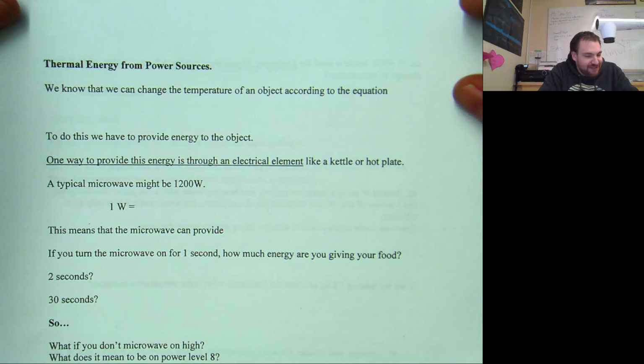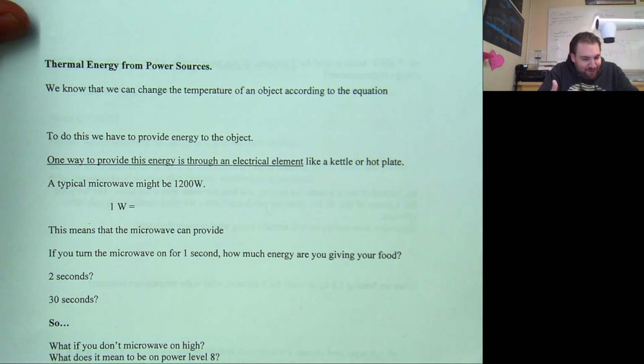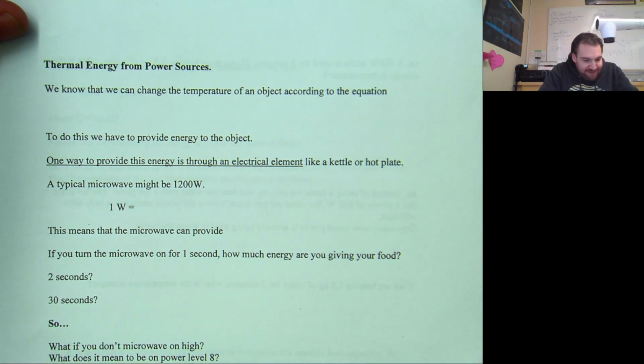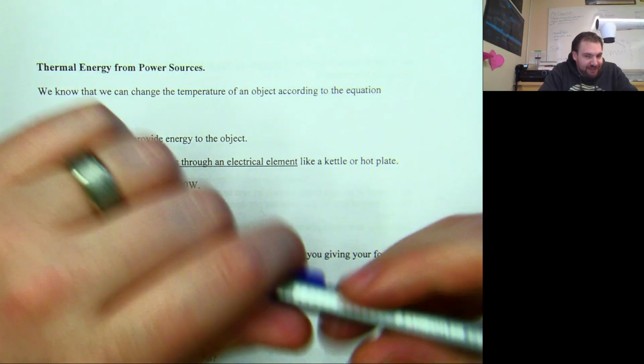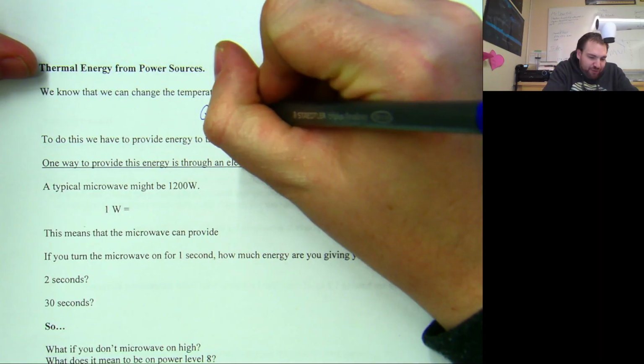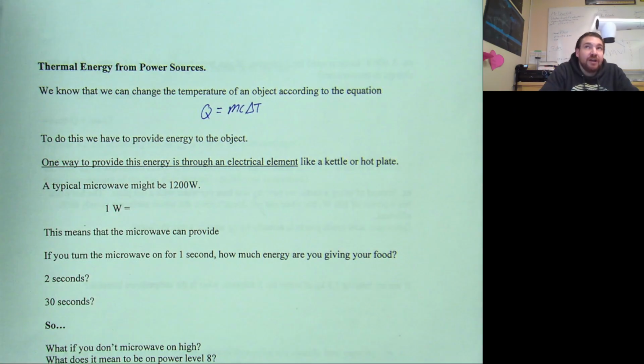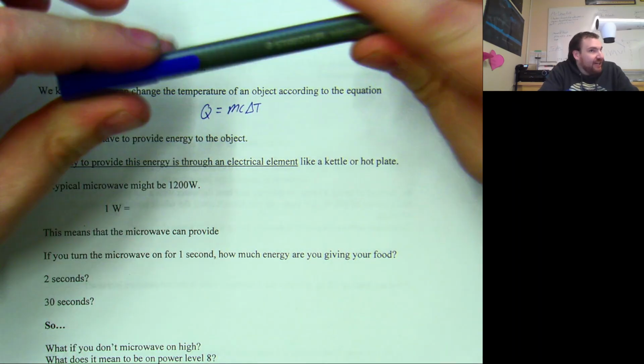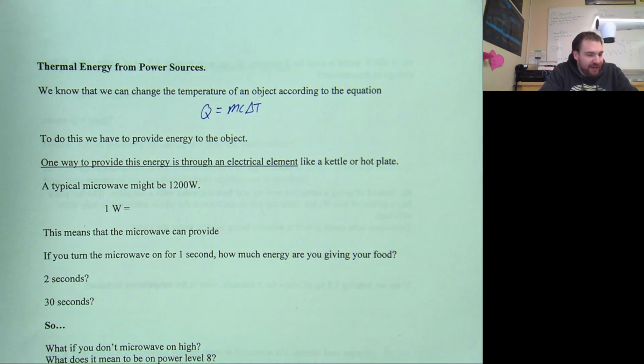Thermal energy from power sources. Here we go. We know that we can change the temperature of an object according to the following equation, the one we did yesterday. Q equals MC delta T, where Q is thermal energy specifically. I could just call that big E and call it energy, but in this case it's a specific type of energy. We call it Q. Q is just thermal energy.